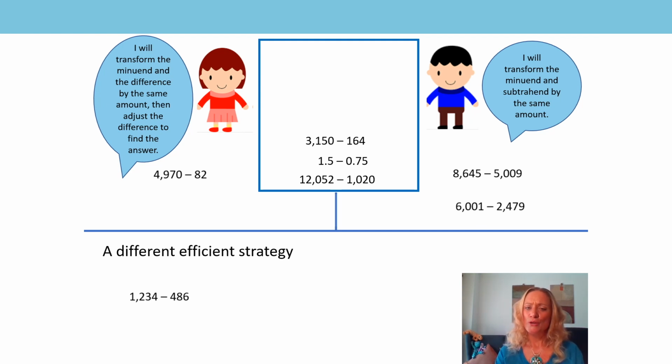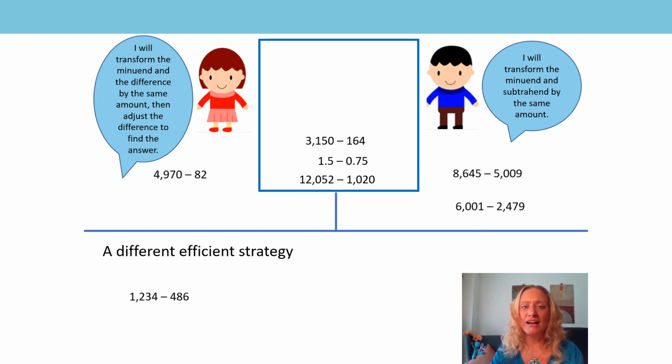And we could transform 6,001 to 5,999. Do you remember that lesson? And then I'd also have to subtract 2 from the subtrahend, wouldn't I? So that would be a really efficient method, as long as I could write it out as well. What about the next one?